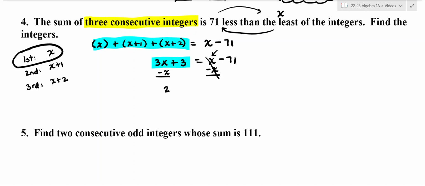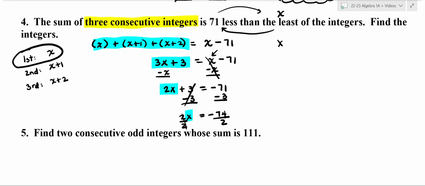Okay, so now we have 2x plus 3 equals negative 71. All right, we're narrowing down to the term with just one variable. So now we have to get rid of this plus 3, so we're going to subtract 3 on both sides. Right, we have 2x equals negative 74. All right, and then the final step to isolate the variable is going to be divided by 2.